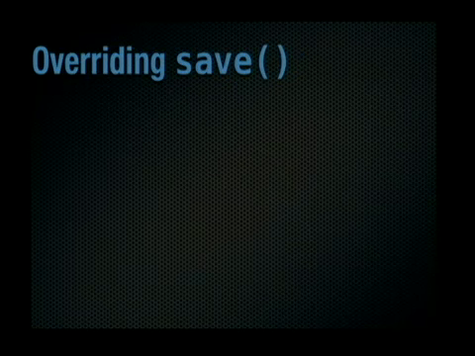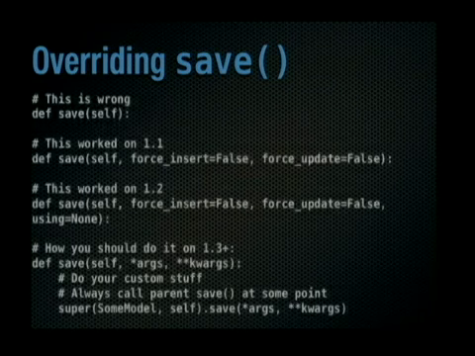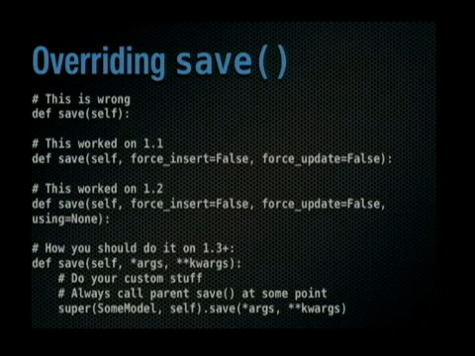Overriding save, this is something that happens fairly commonly. There's even examples of this in the Django documentation. But just a note on how to do this correctly. Doing just the argument self is wrong. Used to be there were attributes force insert and force update, which did pretty much what they sound like, which used to work on 1.1. In 1.2 we added the using argument for multi-database.